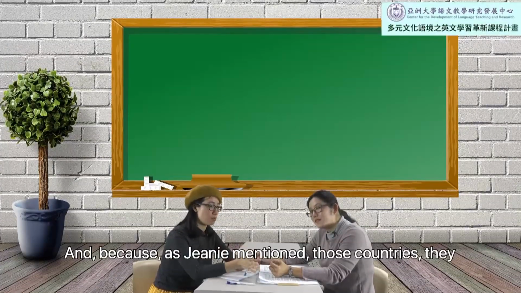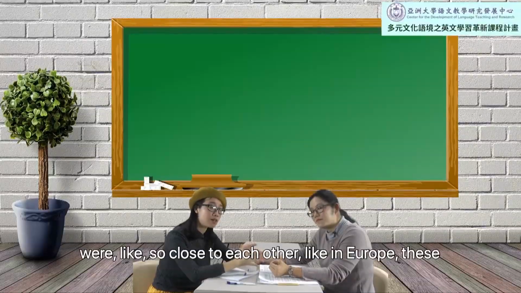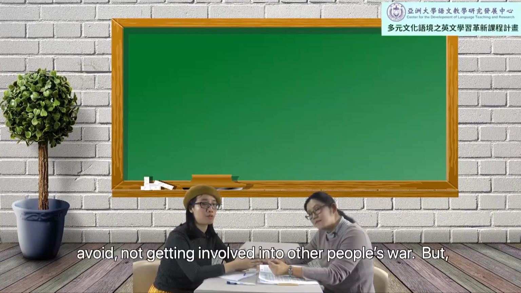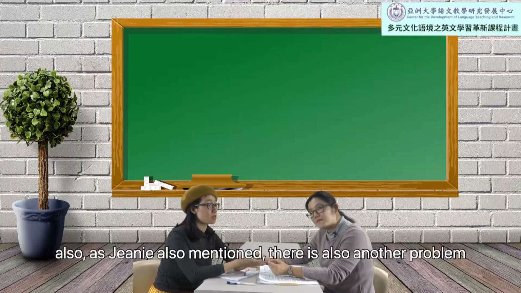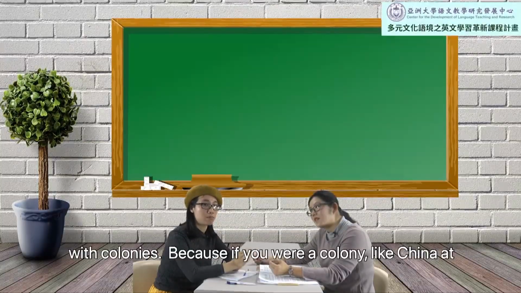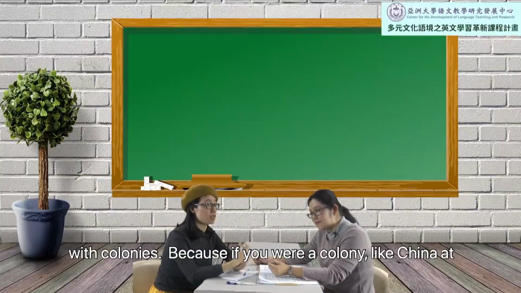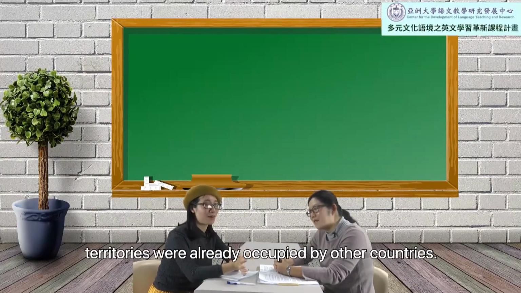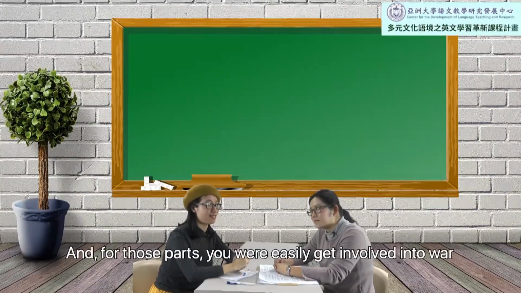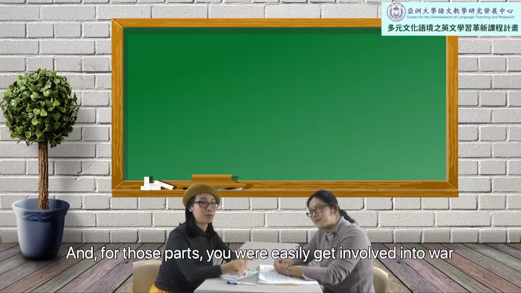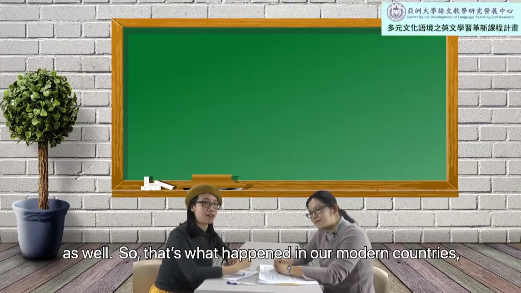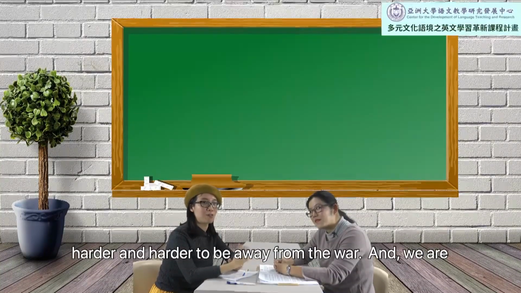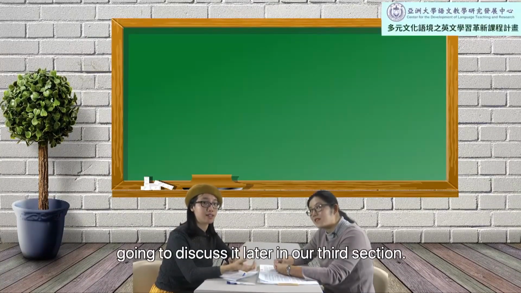Just as Ginny mentioned, those countries in Europe are so close to each other. They are neighbors, so it's really hard to avoid getting involved in other people's wars. But there is also another problem, the colony. If you are a colony, like China at that time, a lot of our territory was already occupied by or rented to other countries. For those parts, you will easily get involved in war as well. That's what happened in our modern society. All these countries are finding it harder and harder to stay away from war, and we are going to discuss it later in our third section.